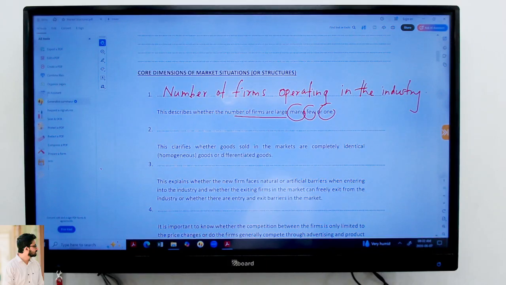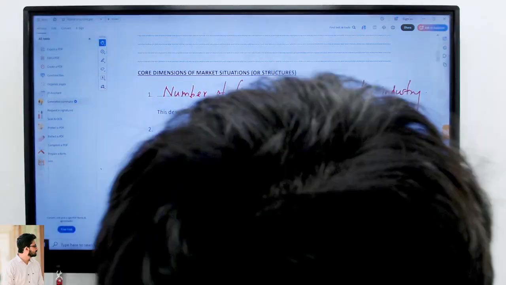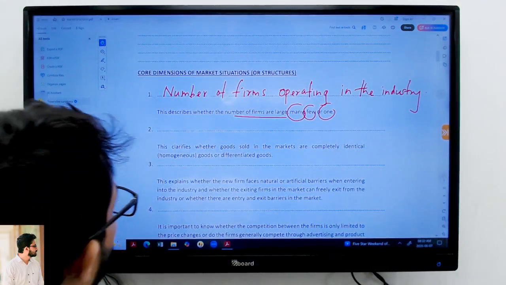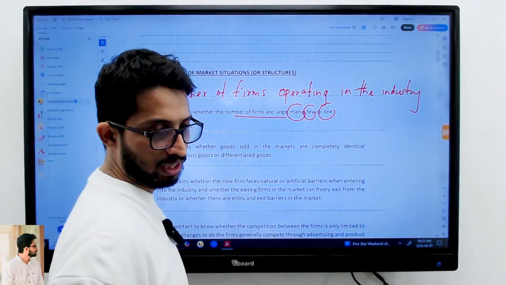This is called a duopoly. Only two firms dominate the entire market, and every firm has a significant market share. Anyway, the first common characteristic is the number of firms or sellers operating in the industry.